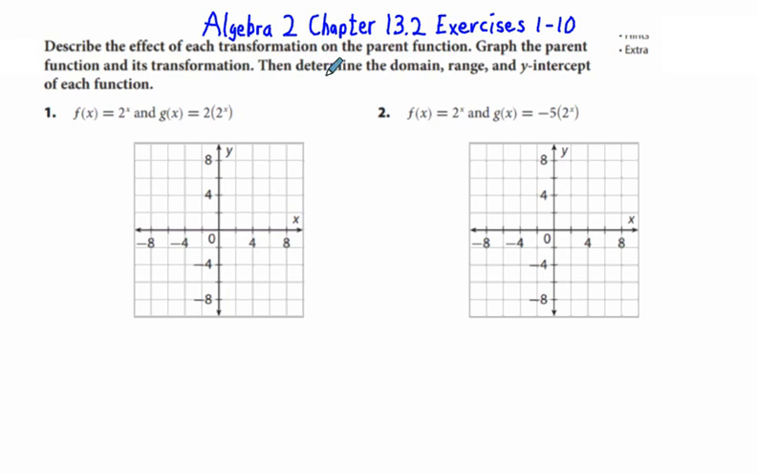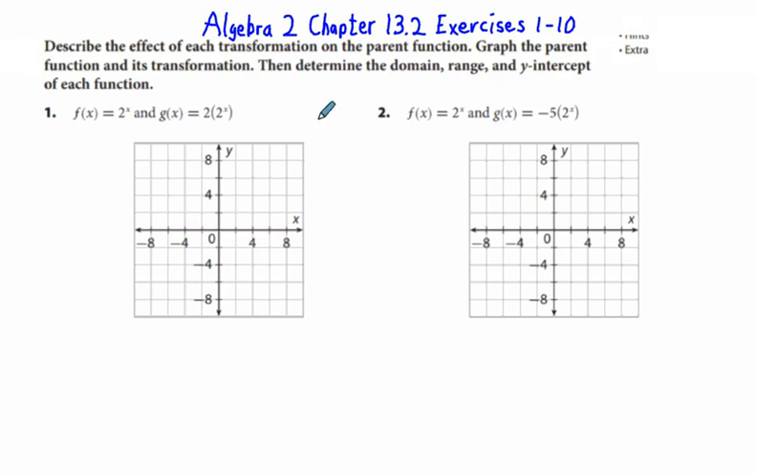Algebra 2, Chapter 13.2, Exercise 1 through 10. In this section, we're working on exponential growth functions. I'm going to do mostly odd number problems here, but I'm going to make an exception in this case. Describe the effect of each transformation of the parent function, graph the parent function and the transformation, and determine the domain, range, and y-intercept of each function.